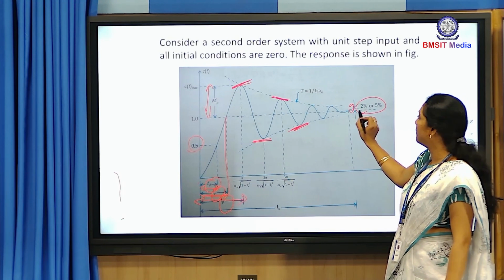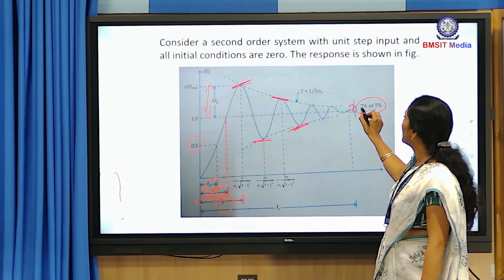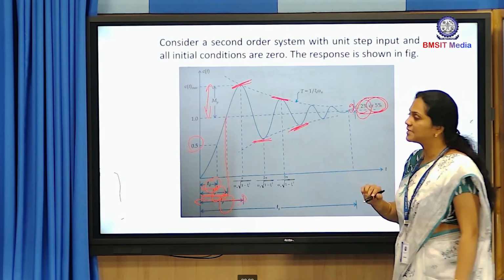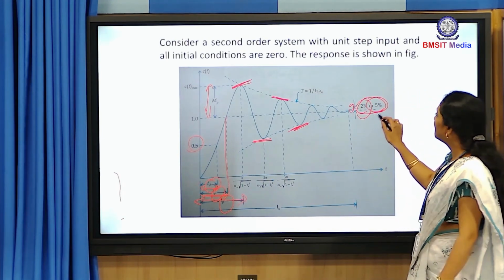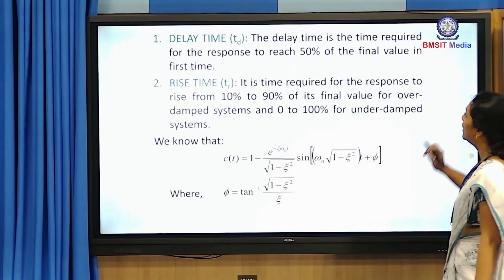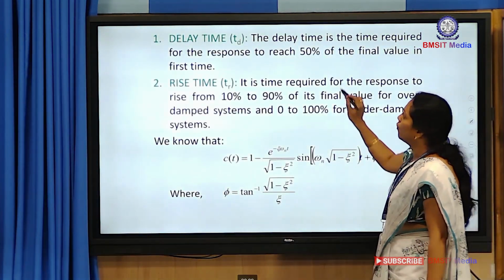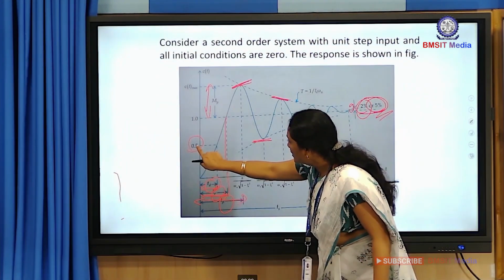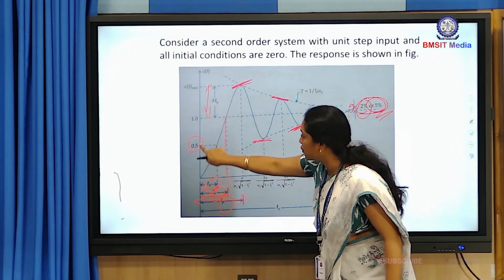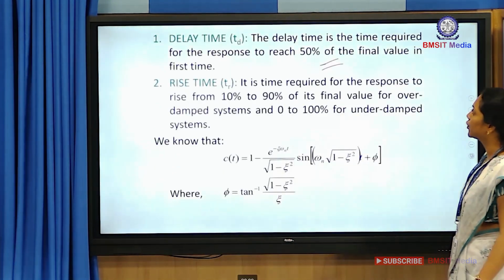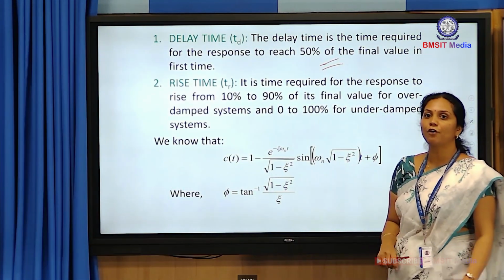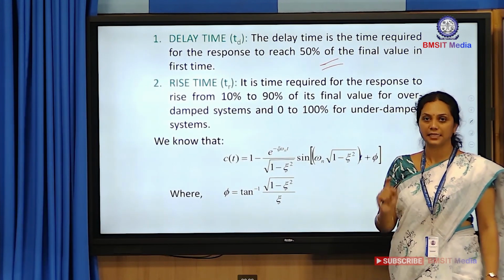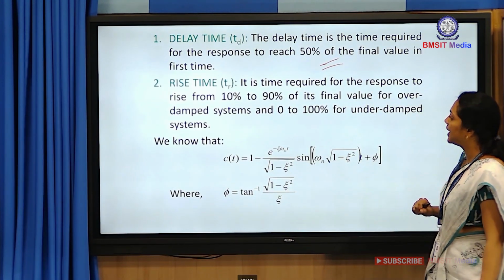This particular settling time can have a tolerance of plus or minus 2% or plus or minus 5%. So when 2% is used, the settling time formula will be different, and when 5% is used, again the settling time formula will be different. Now, what is the delay time definition? The delay time, as you saw in the previous one, was obtained at 50% from 0. The delay time is the time required for the response to reach 50% of the final value for the first time. So we have the delay time TD.